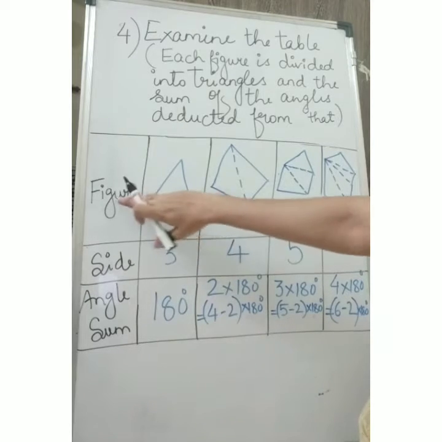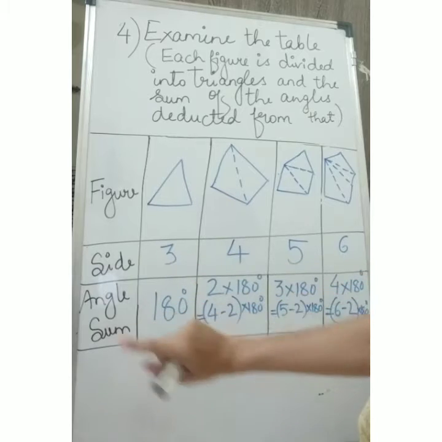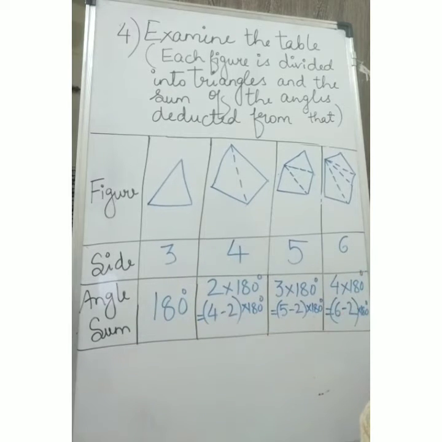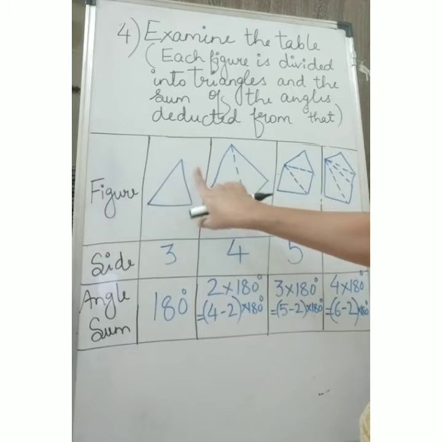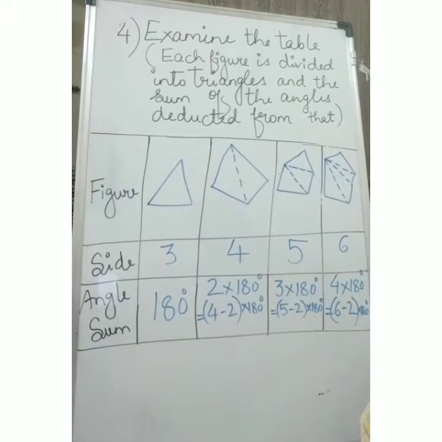Now triangle, this figure is called a triangle. It has how many sides? 3 sides, and the sum of the angles of a triangle is what? 180 degrees. Now students, this is what? This is a quadrilateral. It has 4 sides. So how did they find out 2 triangles? As the sum of one triangle is 180 degrees, 180 degrees into 2, they found it like this, 4 minus 2. I will explain how we will solve all these things.